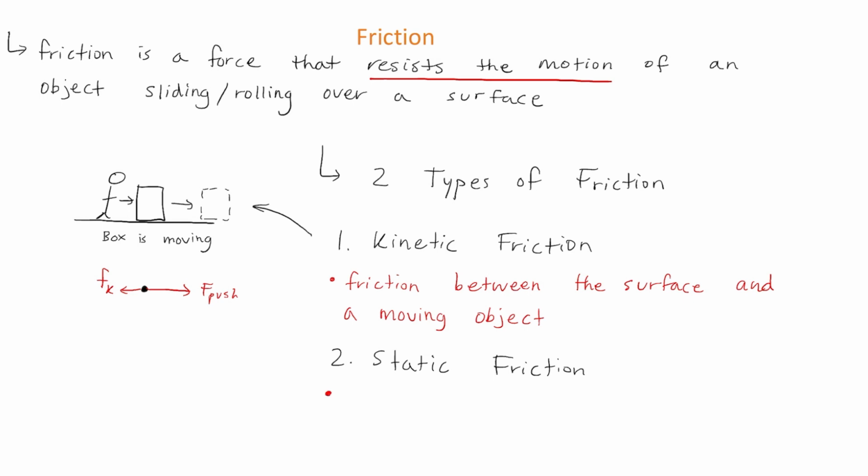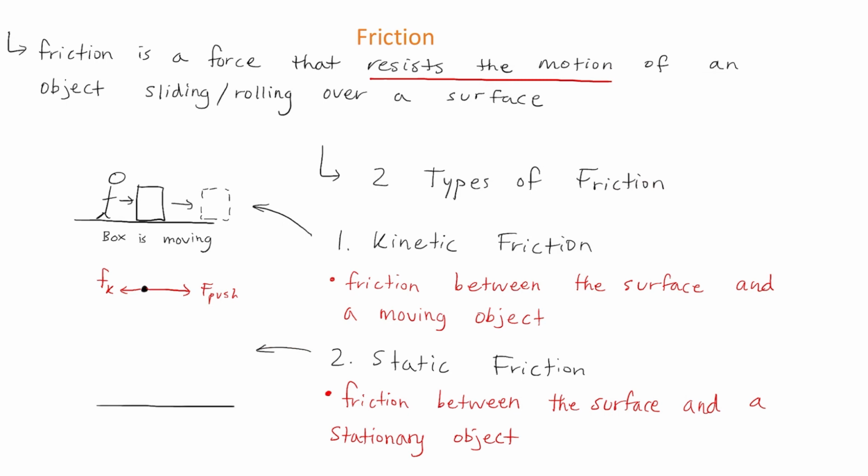And then there's static friction. Static friction is friction between a surface and a stationary object. Imagine a person is pushing on a box and they're pushing and pushing and pushing, but it will not move. And the reason the box is not moving is because there's static friction that's resisting the applied pushing force. So unless the person pushes with enough force to overcome the static friction, that box will not move.